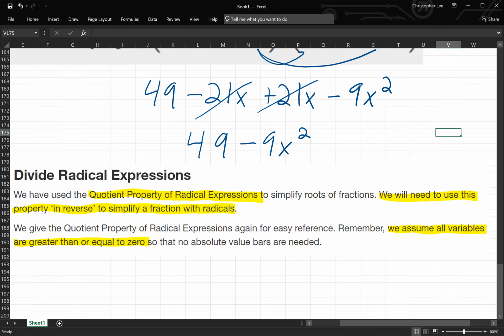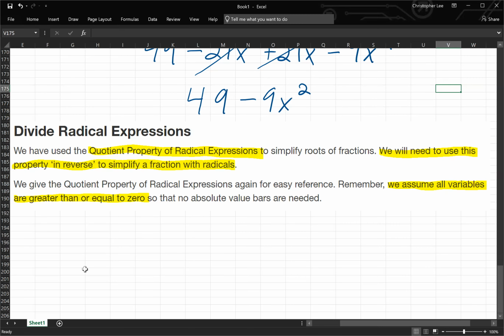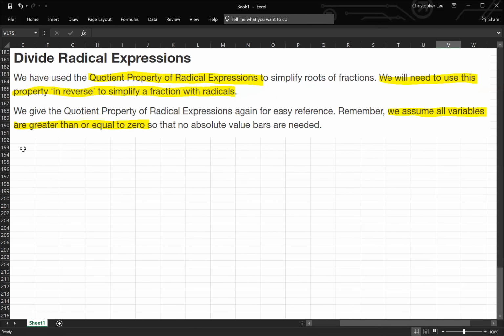All right? This is how we do it. Nice stop.